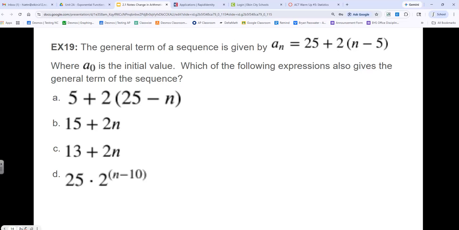Okay? The general term of a sequence is given by a sub n equals 25 plus 2 times n minus 5, where a sub 0 is the initial value. Which of the following expressions also gives the general term of the sequence here? Any ideas?